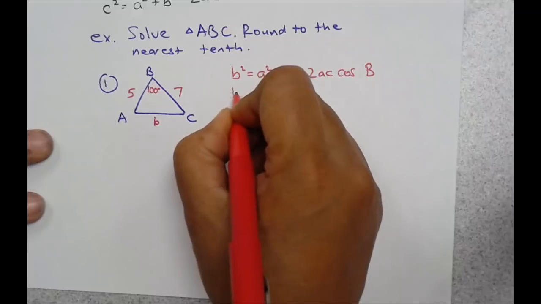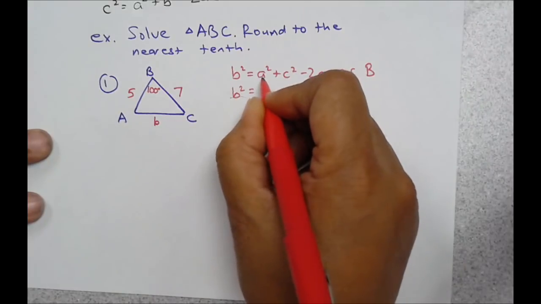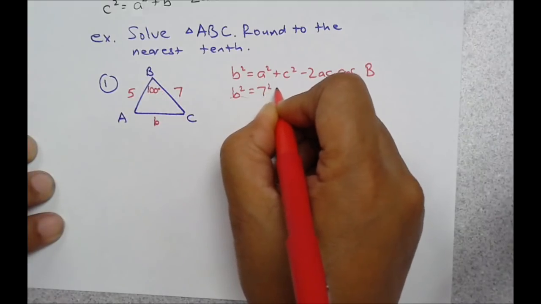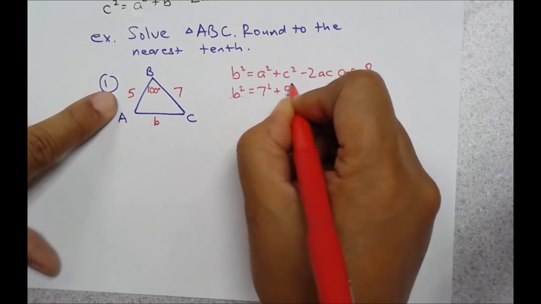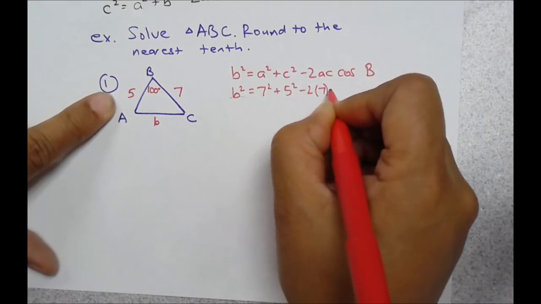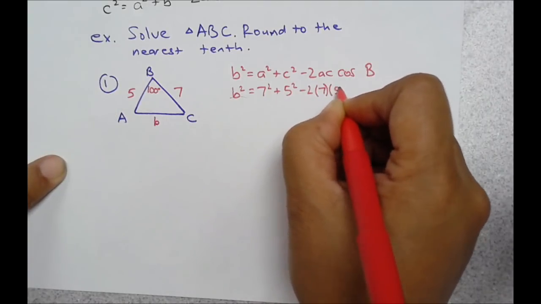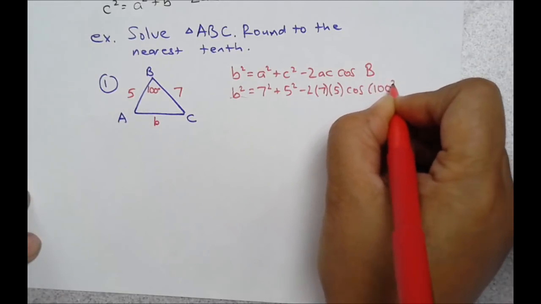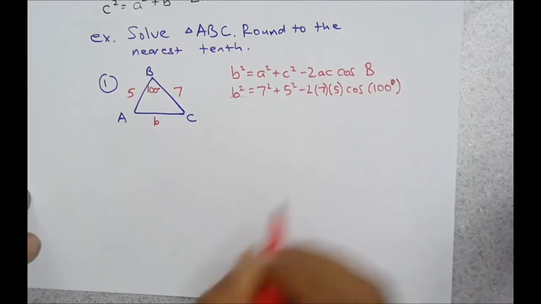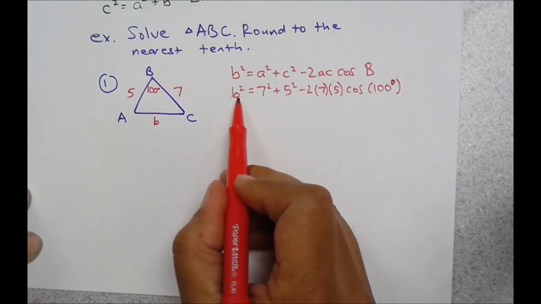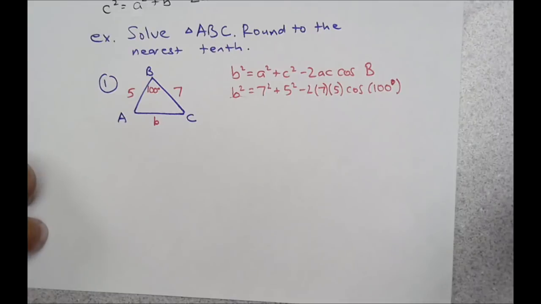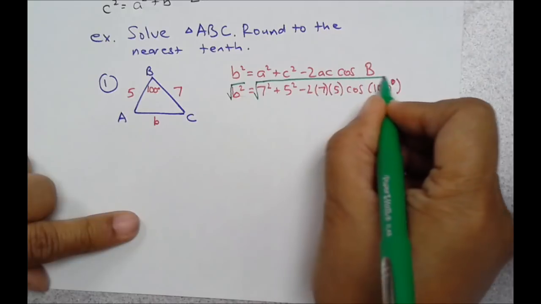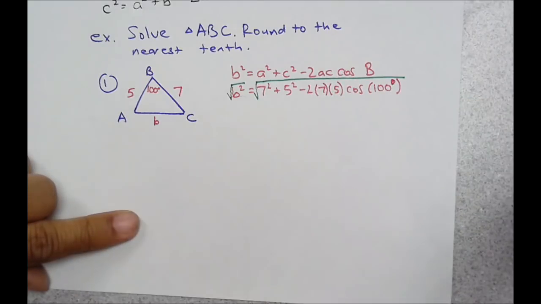All right, let's go ahead and take a look at plugging our values in. So we are solving for B, so B squared is going to say B squared. A happens to be across from angle A, so that's 7 squared, plus C, that's going to be 5 squared, minus 2 times A, which is 7, times C, which is 5, times cosine of angle B, and angle B is 100 degrees. So what we're going to have to do is solve for B, and in order to do that, I just have to take the square root. Keeping in mind we want only a positive side length, so there is no plus or minus.